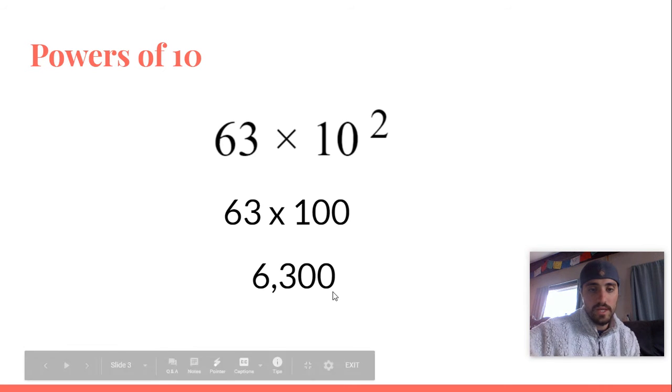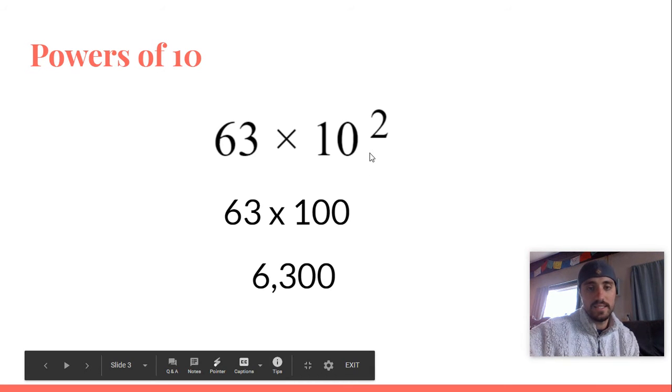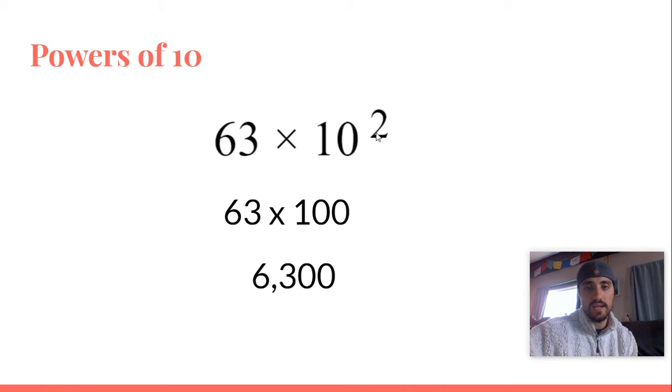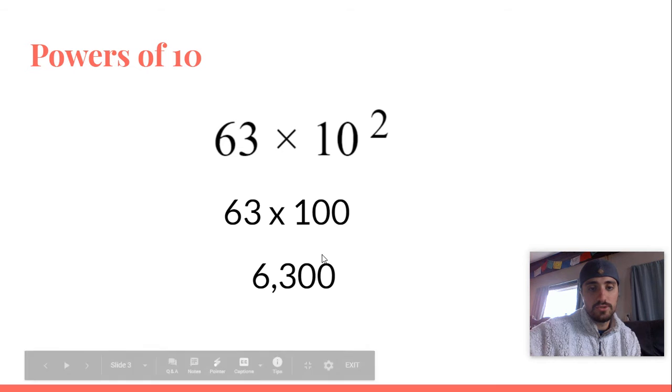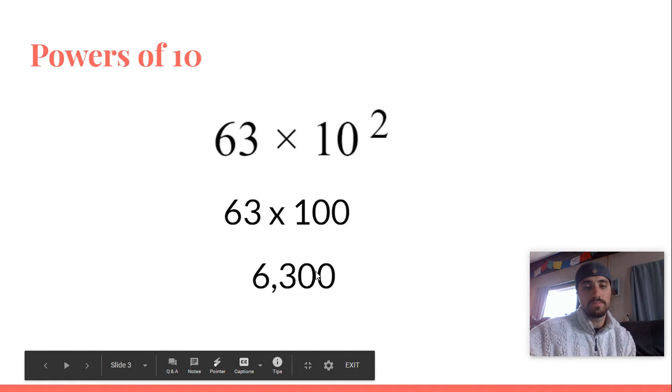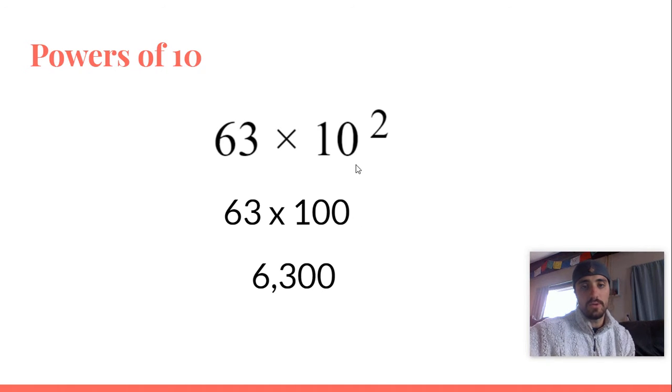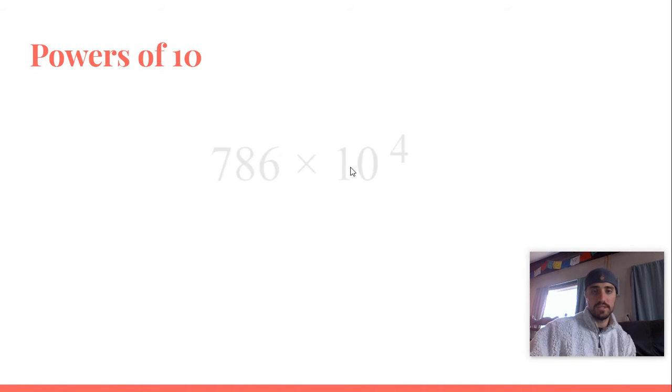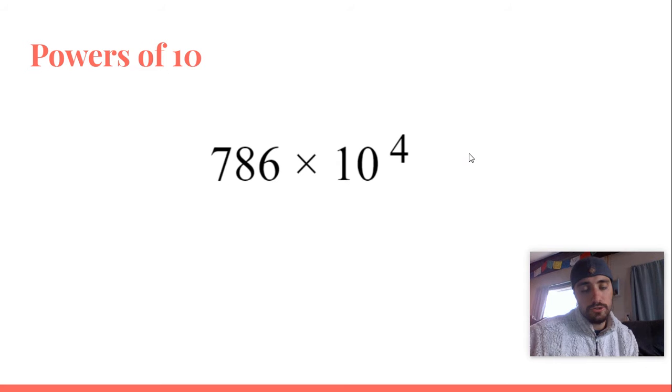6,300. And what we can notice here is that 10 squared, 10 to the second power, adds 2 zeros to the number I multiplied, 63 with 2 zeros. That's the nice pattern we get with powers of 10. Let's do one more together. 786 times 10 to the fourth.